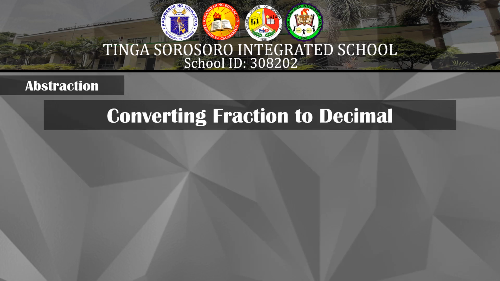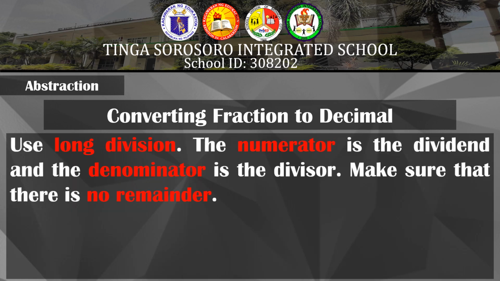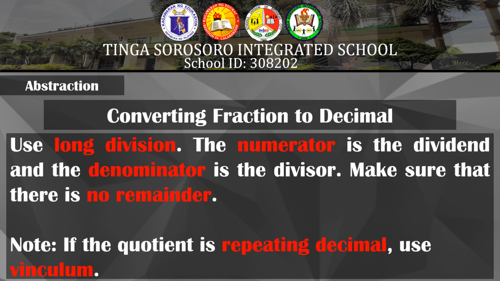First conversion, we have fraction to decimal. If we're going to convert a fraction to decimal, we're going to use long division. The numerator is the dividend and the denominator will be the divisor. Make sure that there is no remainder. If the quotient is a repeating decimal, use vinculum.